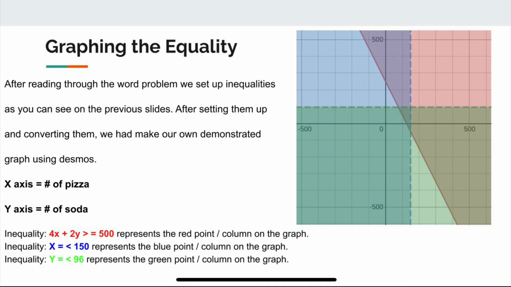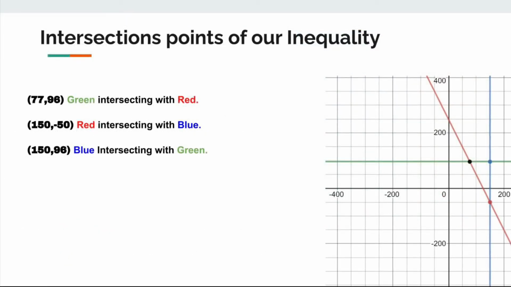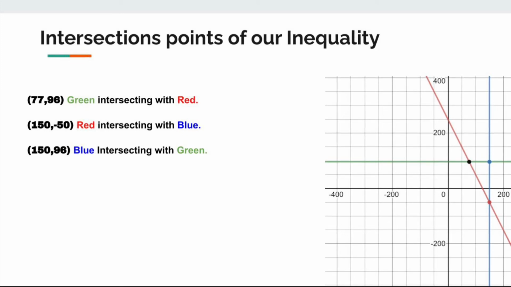After reading the word problem, we set up inequalities, as you can see on the previous slides. After setting them up and converting them, we had to make our own demonstrated graph. Intersection points of our inequality. After previously creating the graph, you would then identify the intersecting points of our created inequalities on the graph.